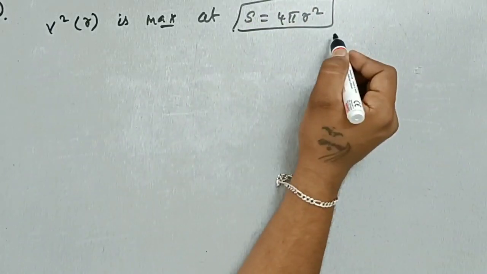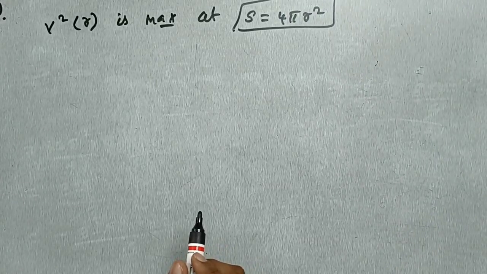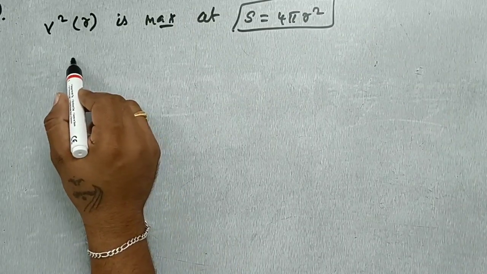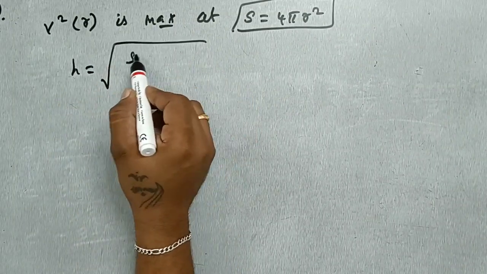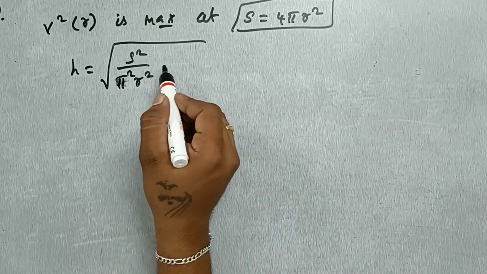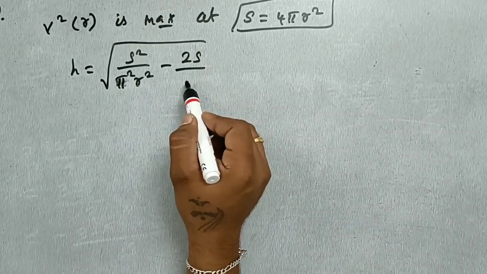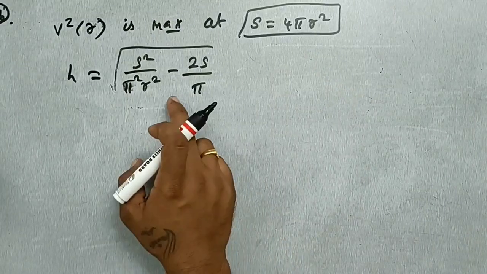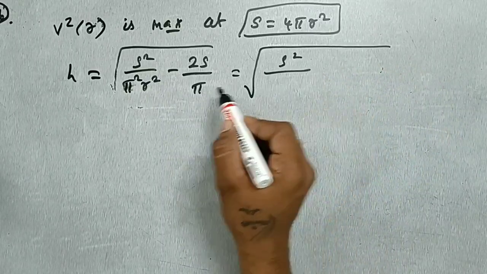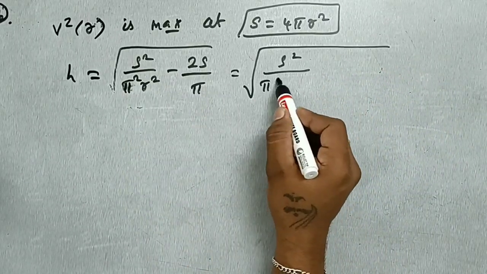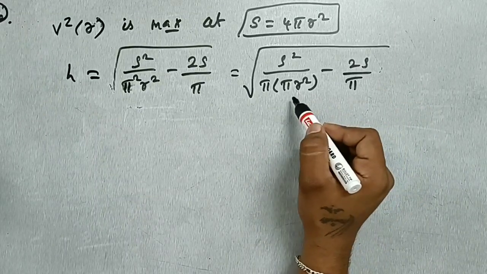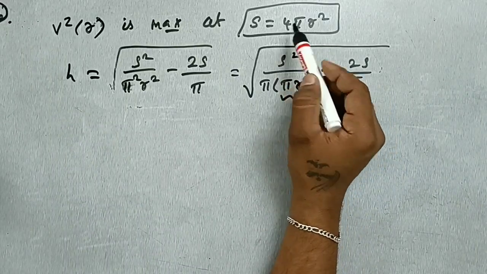So what we have to prove is that the semi-vertical angle equals sine inverse of 1 by root 3. So already we have the h value. So h equal to square root of s square divided by pi square r square minus 2s divided by pi. How am I going to simplify this? This can be written as s square divided by pi square r square, which can be written as pi into pi r square minus 2s by pi, because this pi r square value I am going to use as s by 4 here.